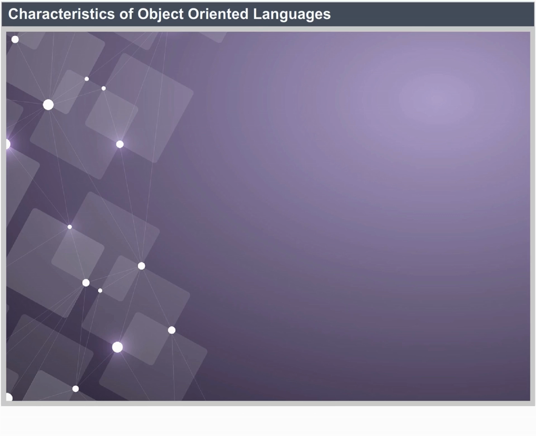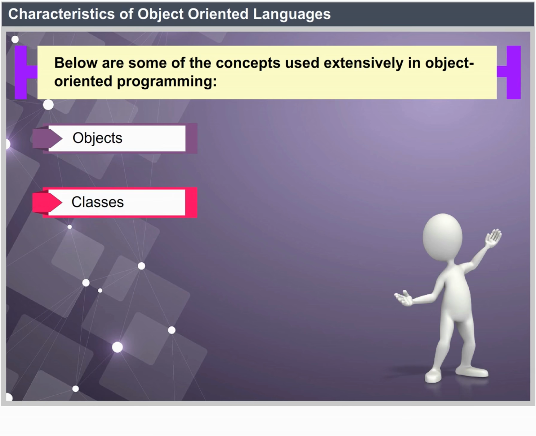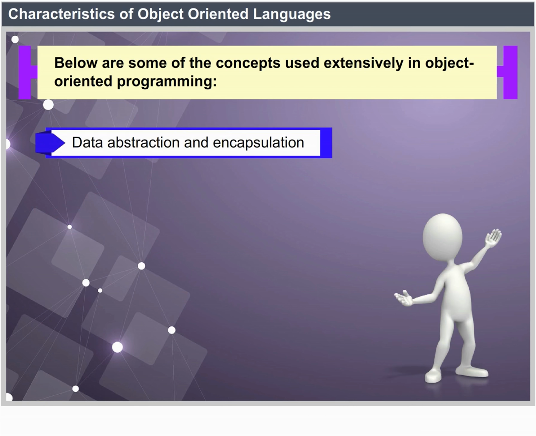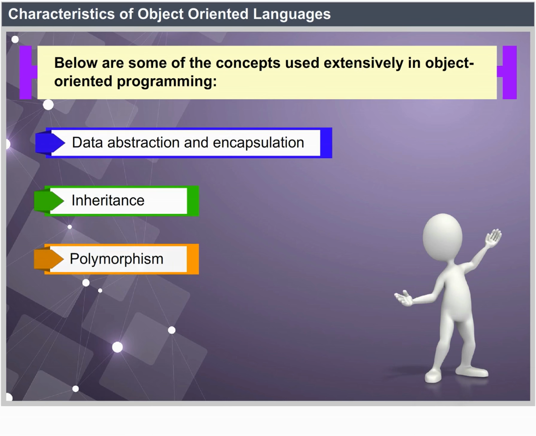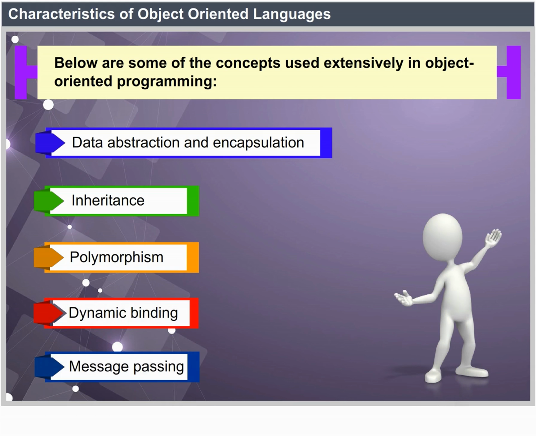Characteristics of object-oriented languages. Below are some of the concepts used extensively in object-oriented programming: objects, classes, data abstraction and encapsulation, inheritance, polymorphism, dynamic binding, message passing.